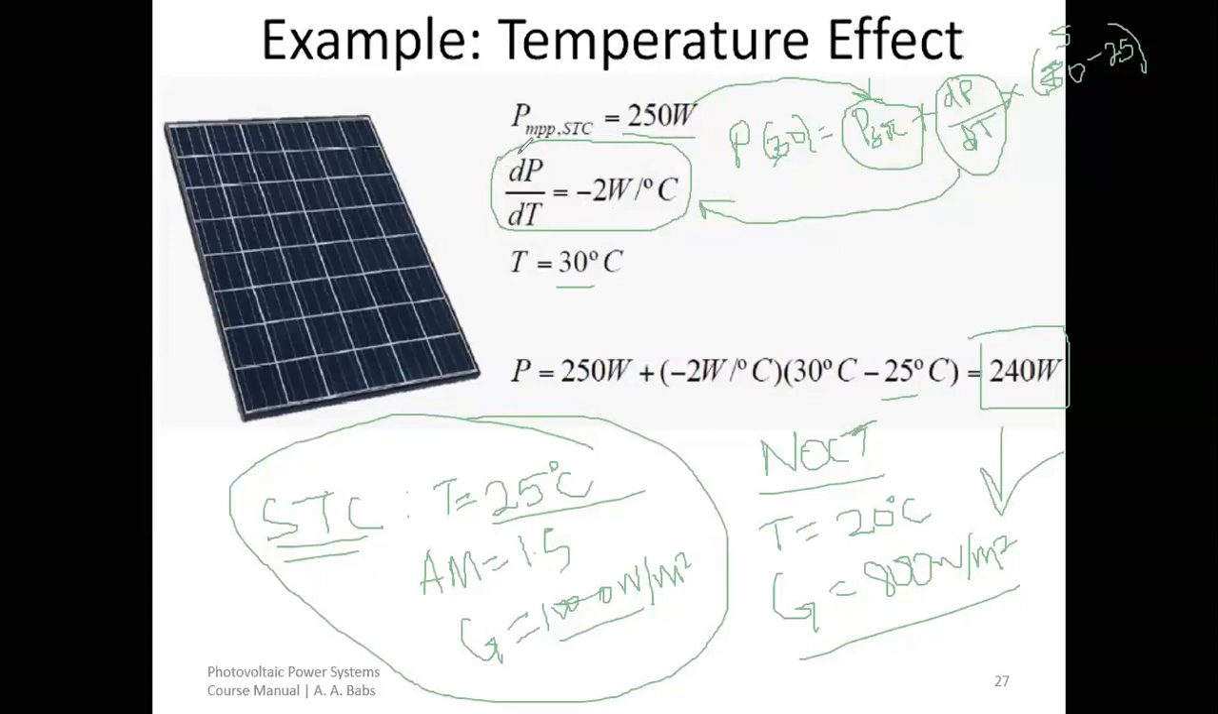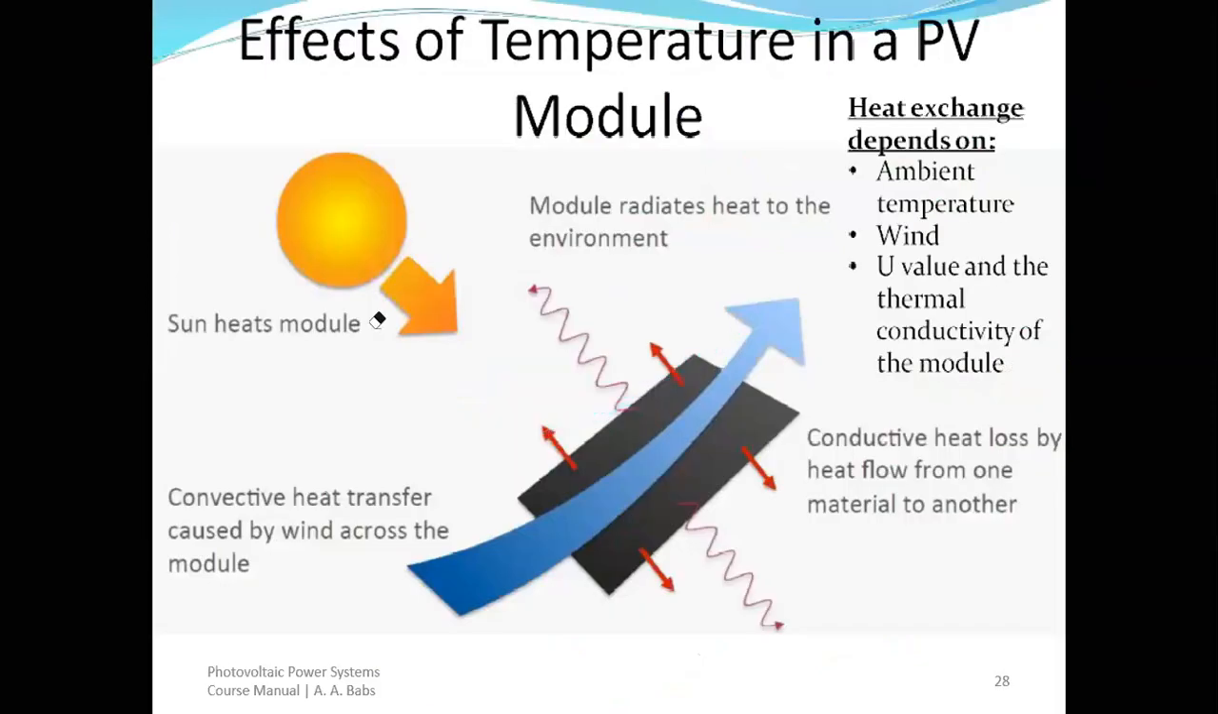When you have those, that simply means you're going to be given the standard test condition voltage, and you can use that to find the new voltage. Or you could be given the standard test condition current, and then you can use that to find your new current. All right. So this is just to further explain what I already explained to you guys. Effects of temperature on the PV module. So when the temperature increases, what do we do when we have excess temperature on the PV module?